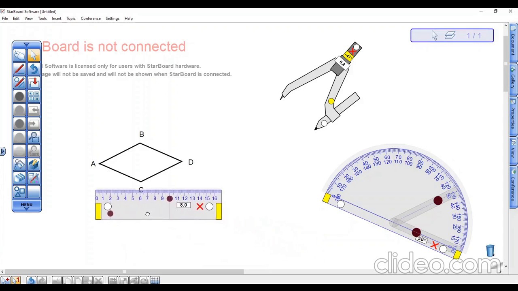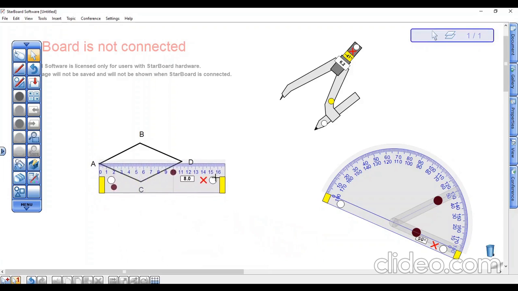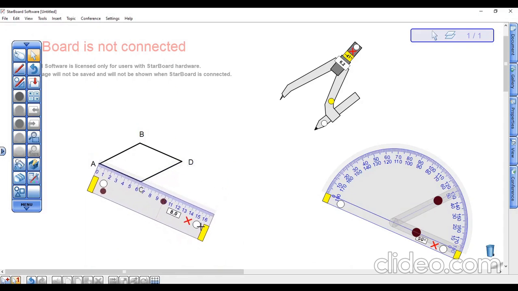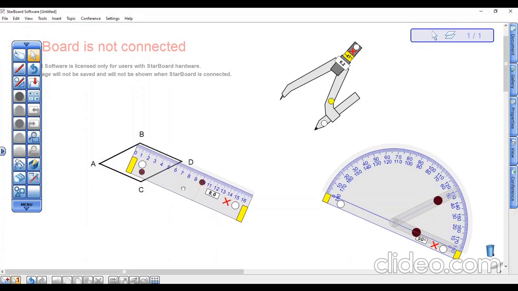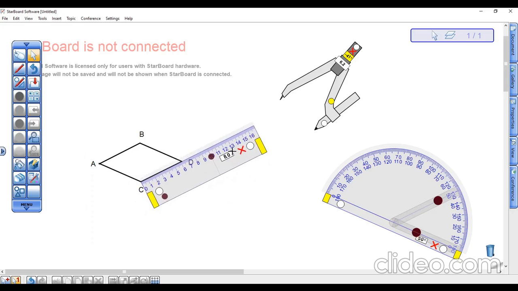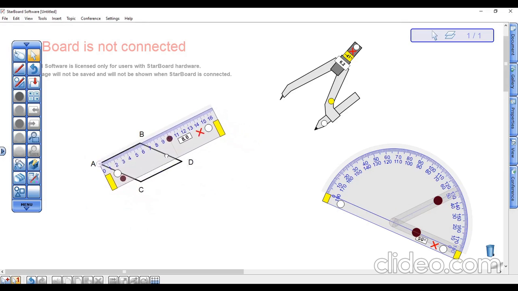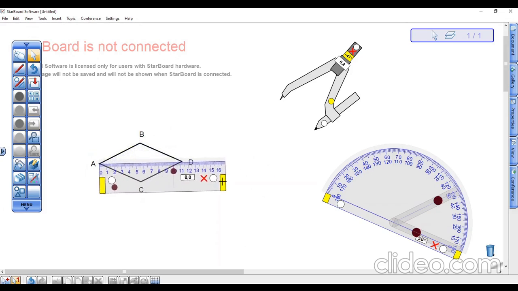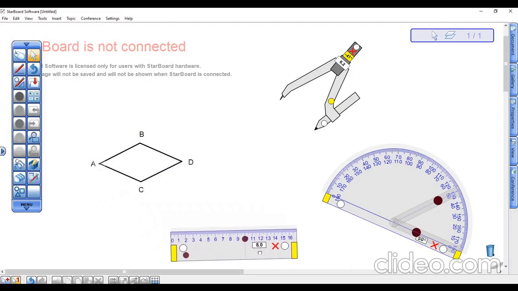Let's check each side measure to see if they are equal. This one here, about 6.3. About 6.3. About 6.3 again. Alright, so all the sides were exactly the same.